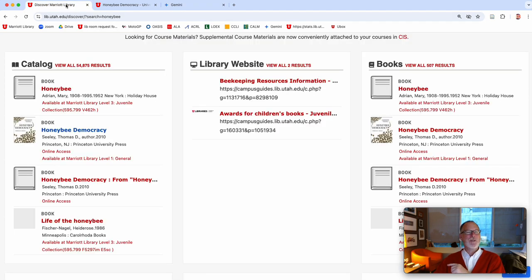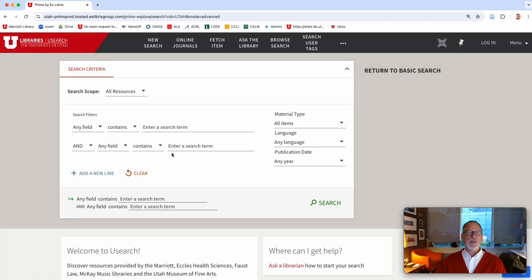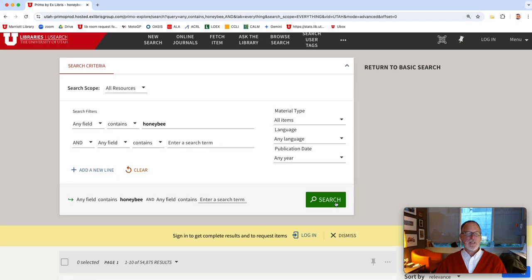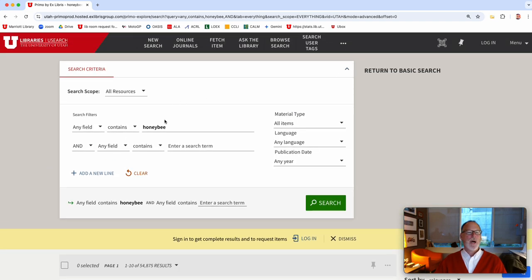Having said that, I do have some search tips for you to help find specifics in scholarly articles alone. You could use these in any of the databases that I showed in class, but I'll just do it in the advanced search. Honeybee, we know that that's a keyword. It's going to look for things that have it, so there's 54,000.